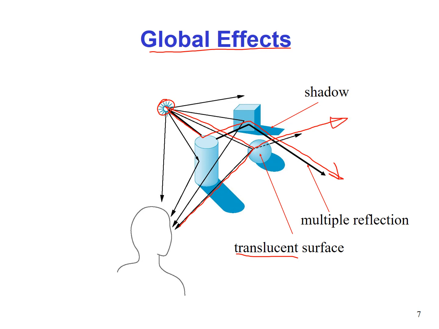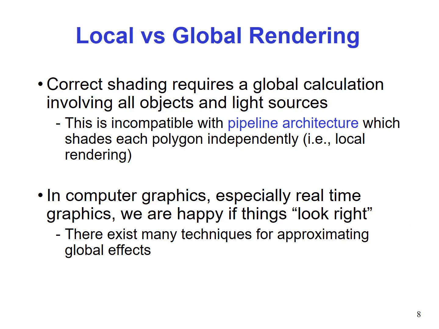Now, this type of global lighting effect can also account for shadows. It will determine that this part of the world is not receiving as much light as other parts, and hence a shadow would be created. Now, these shadows can only be determined through global lighting effects, and in a pipeline architecture, they are difficult to determine. Correct shading requires a global calculation involving all objects and light sources. This is incompatible with the pipeline architecture that we have studied.